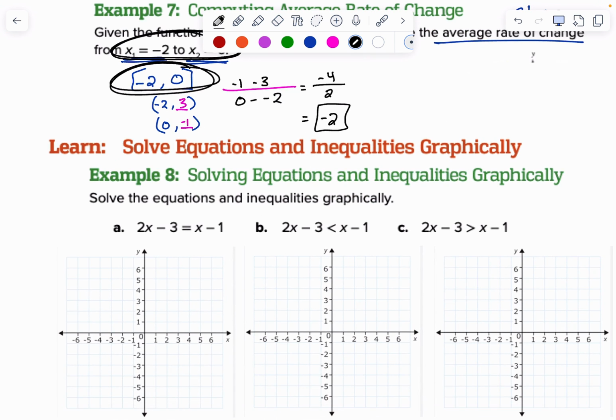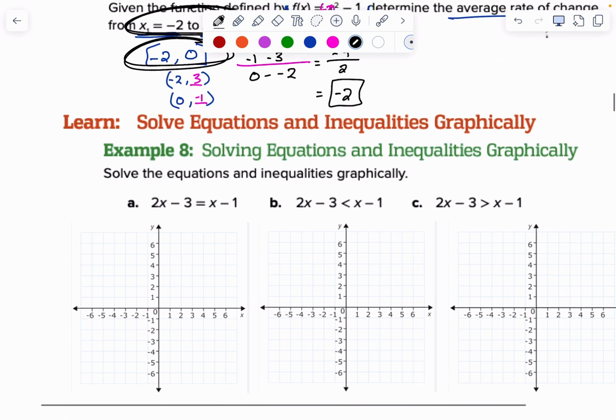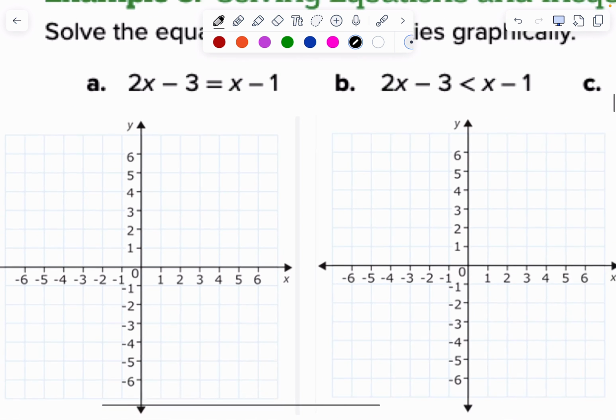Not too bad. Yeah, this next one is going to involve maybe some shading. So example 8, solve the equations and inequalities graphically.